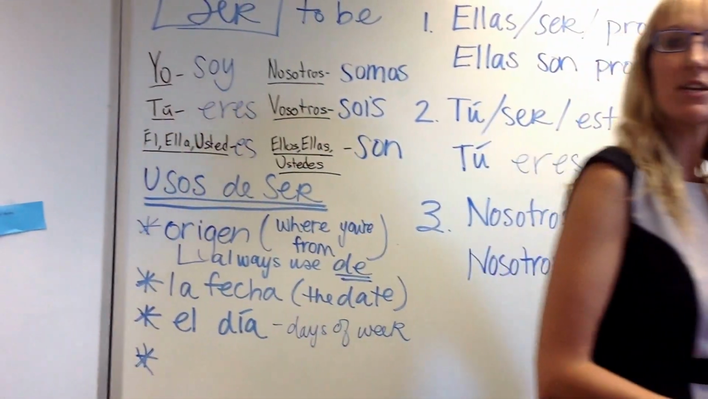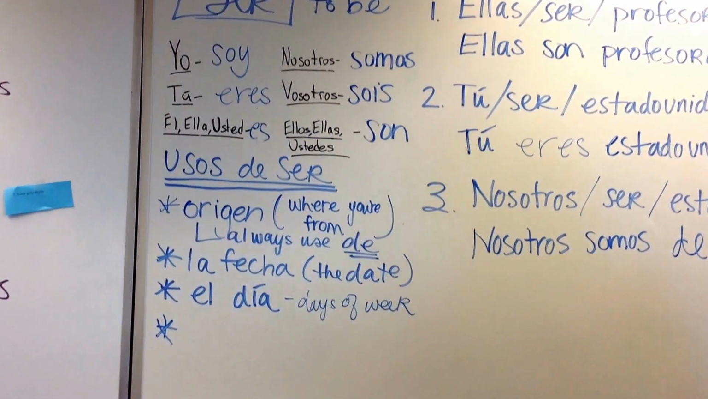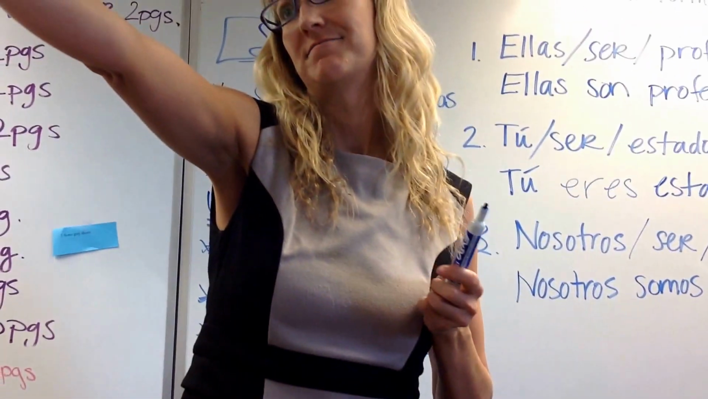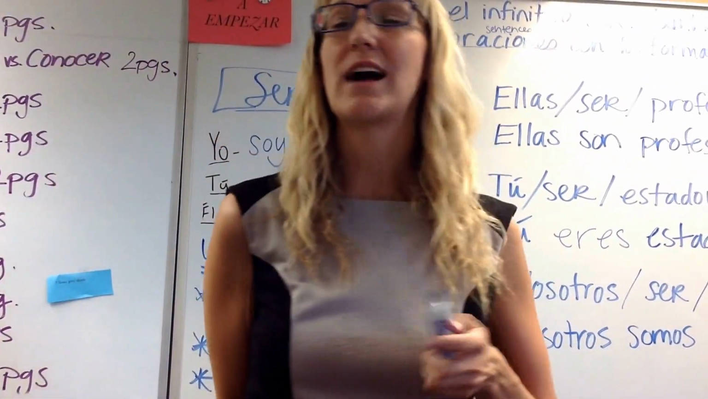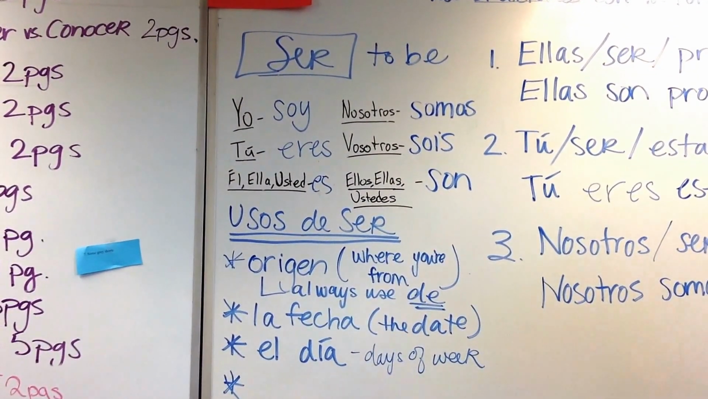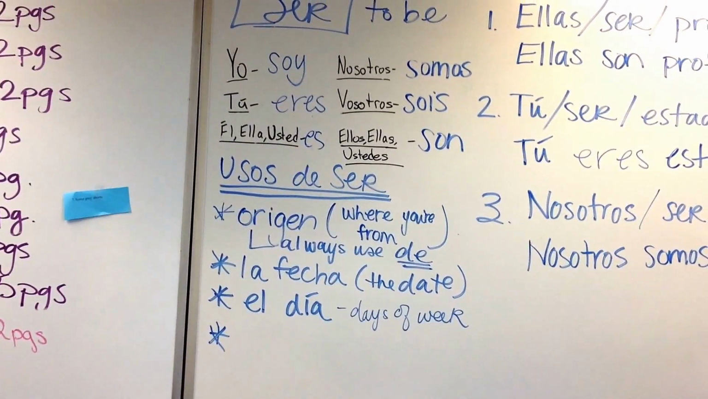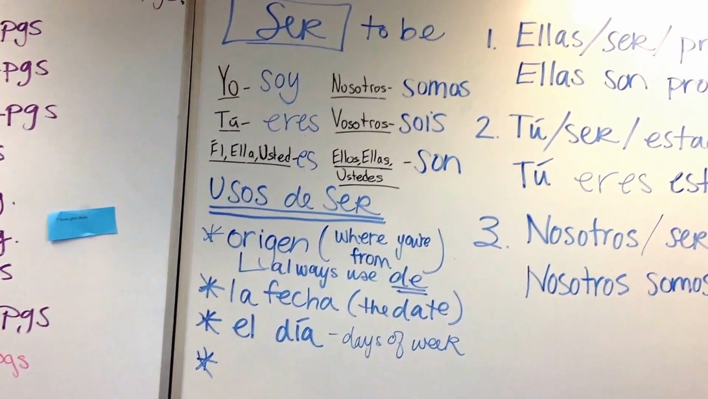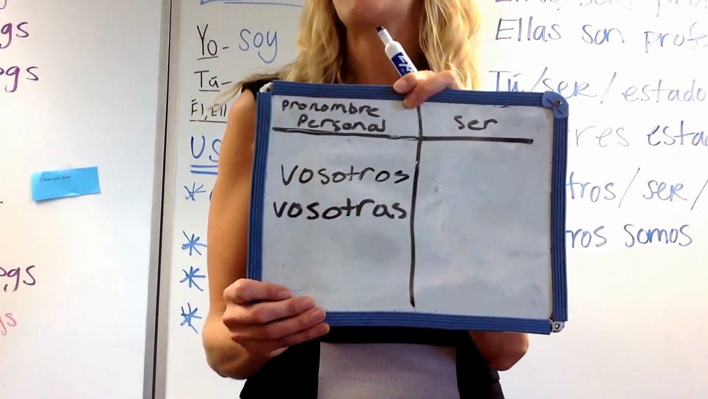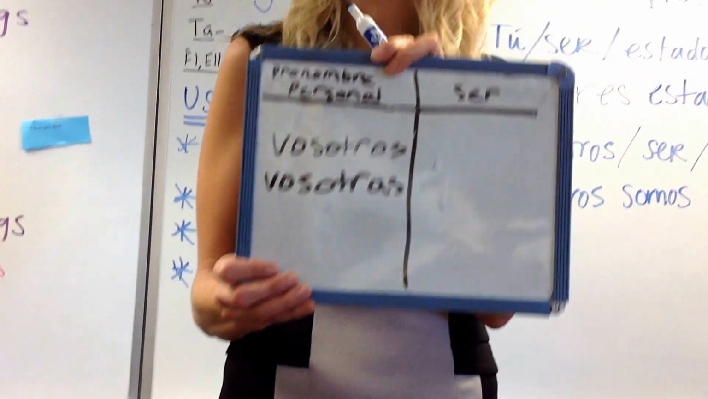Somos. You guys. Let me see you guys. Oh, and there's actually two ways, technically, to say you guys. Are you two girls? Are you guys going to homework center tomorrow? Two ways to say you guys. We have, repite: vosotros and vosotras.